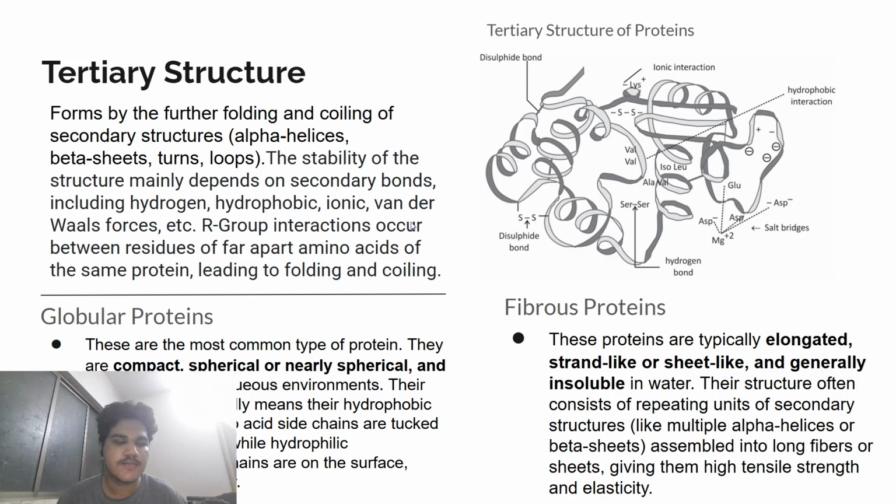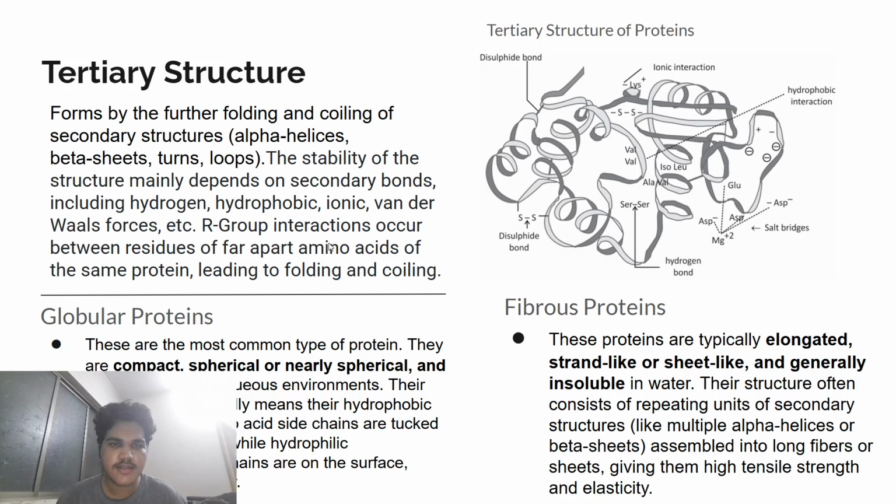The tertiary structure forms by the further folding and coiling of secondary structures: alpha helices, beta sheets, turns, and loops. As you can see here, the helices and the beta pleated sheets. The stability of the structure mainly depends on the secondary bonds, including hydrogen bonds, hydrophobic bonds, ionic bonds, van der Waals forces, etc. R group interactions occur between residues of far apart amino acids in the same protein, leading to folding and coiling.